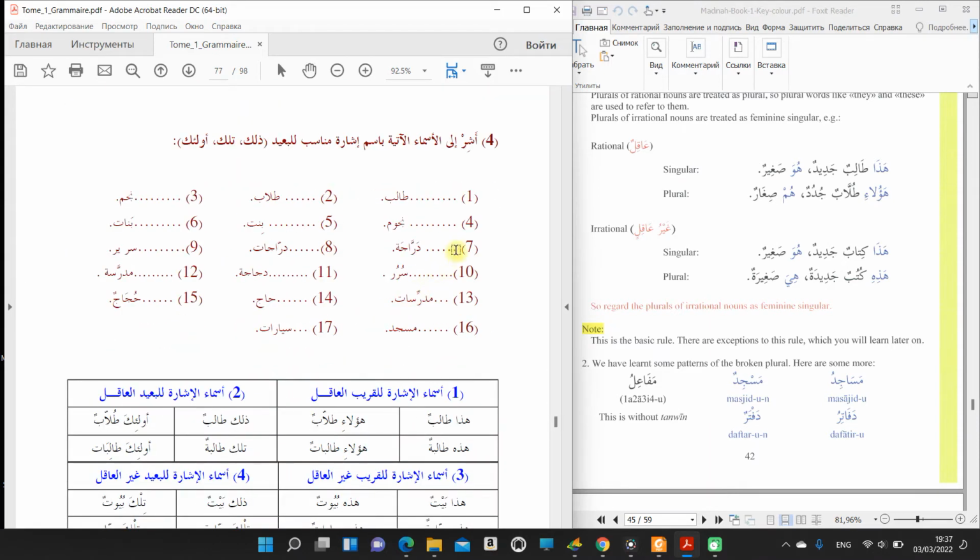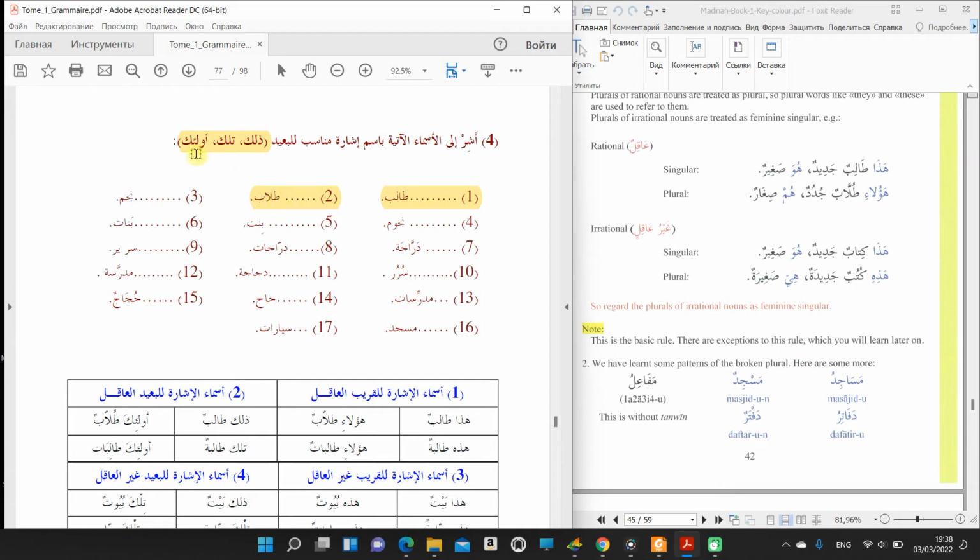And here we have the last exercise. It says, well, it doesn't matter what it says. We need to use one of these three pronouns. طالب, ذلك طالب, تلك طالب, or أولئك طالب. Of course, ذلك طالب. Here we have طلاب.